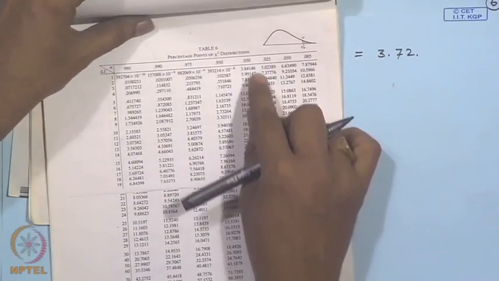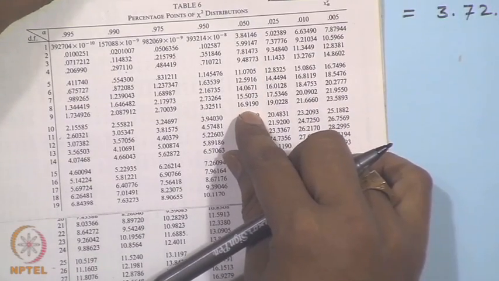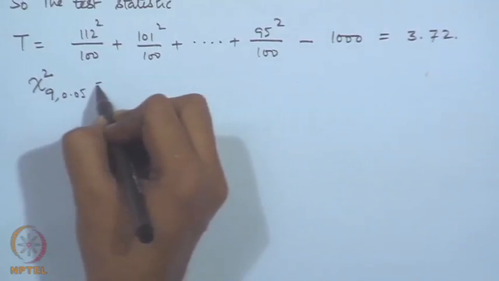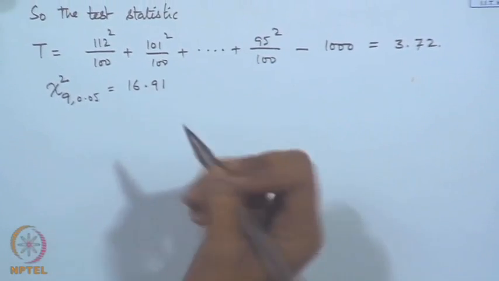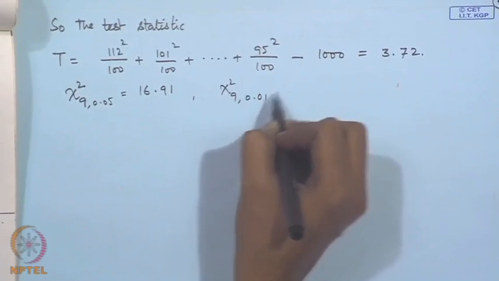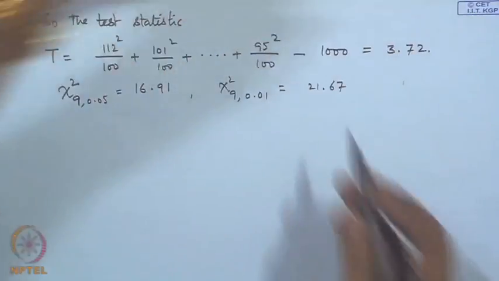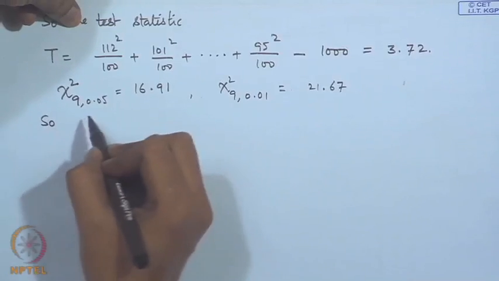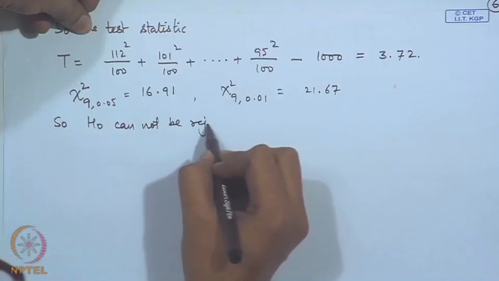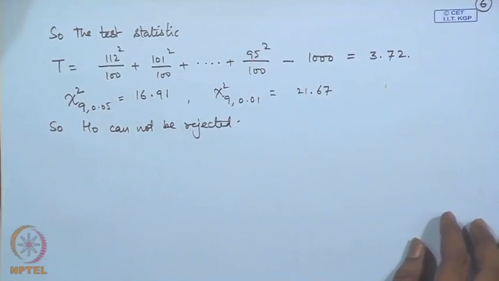So, from the tables of chi-square distribution, suppose I look at 0.05, the value is equal to 16.91. So, chi-square 9 on 0.05 is 16.91. We may also look at chi-square 9, 0.01, that is equal to 21.67 and so on. So, these values you can see they are larger. So, H naught cannot be rejected. That means this simulator seems to be working properly.